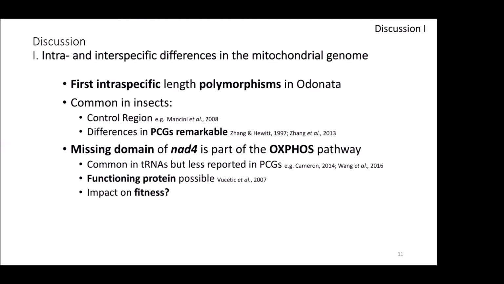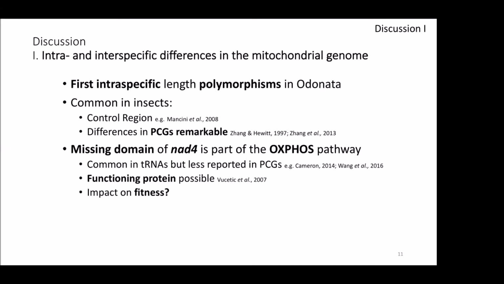The ND4 gene, like all of the mitochondrial genes, is part of the oxidative phosphorylation pathway, which is responsible for the majority of the energy needed for locomotion and therefore for long-distance migration. So even if a functional protein is still possible, obviously because these guys fly, it should have an impact on their fitness.